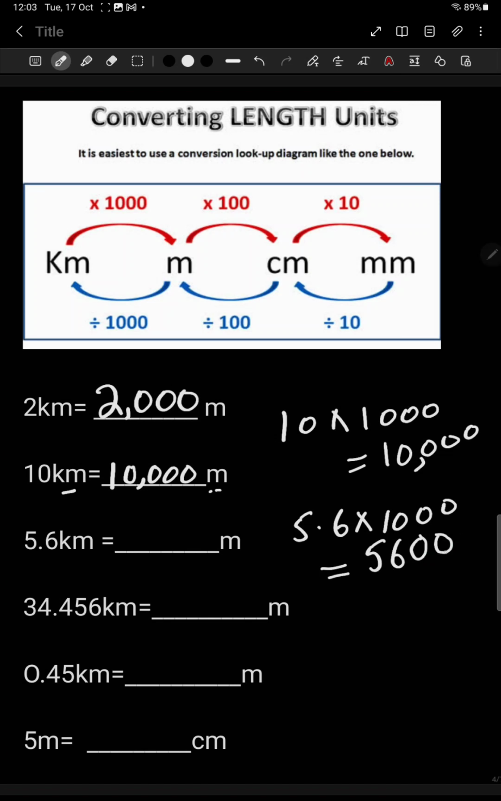So it is 5600. When we are multiplying 5.6 by 1000, the answer will be 5600. So over here, 5600 meters. So 5.6 kilometer equals 5600 meter, or we can place the comma over here, 5,600.